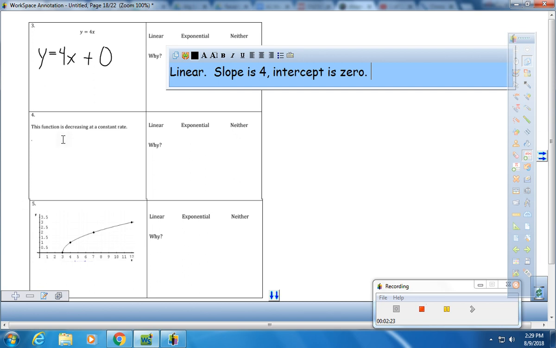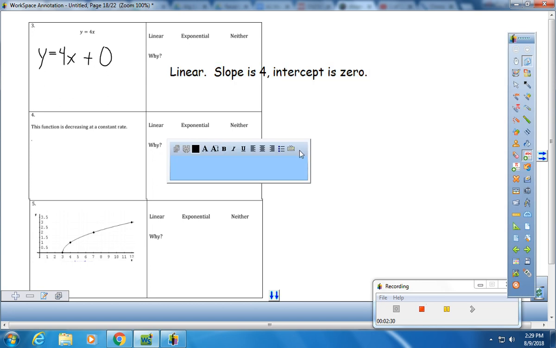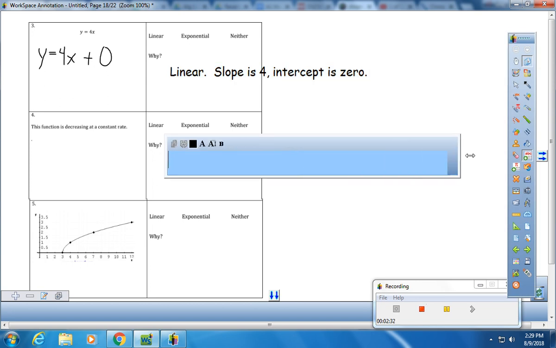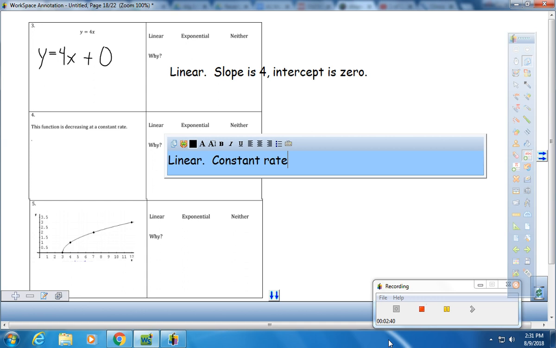The function is decreasing at a constant rate. At a constant rate. I don't know how they would expect you to give 2 pieces of support here. Linear. Constant rate is slope. Slope. Things with slope, lines have slope. There you go. How's that?